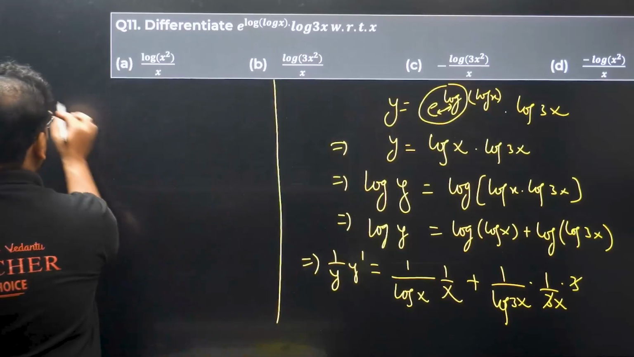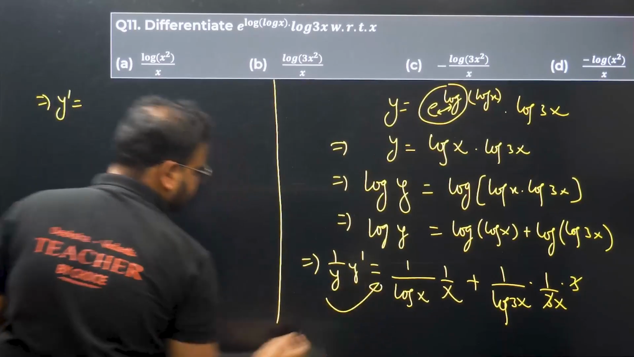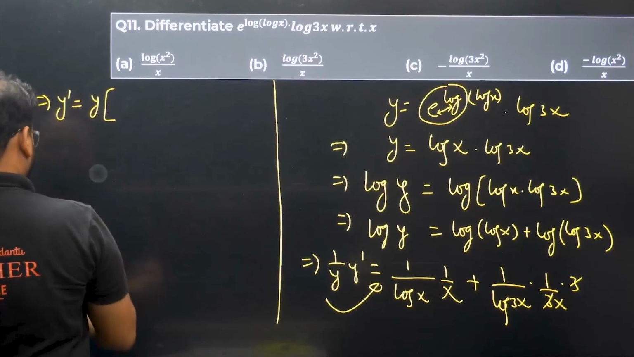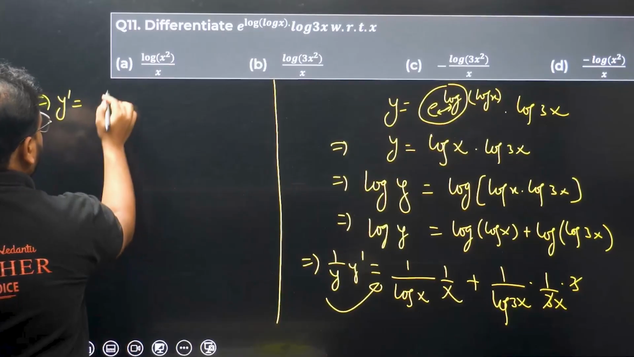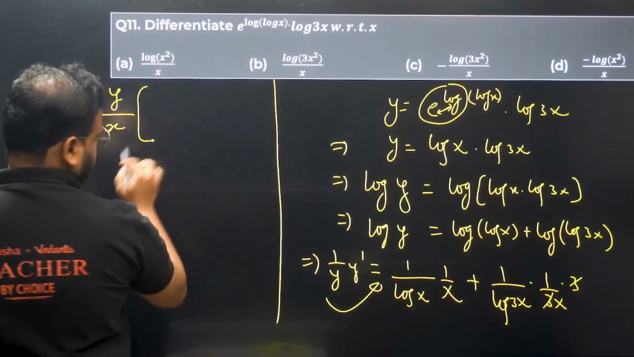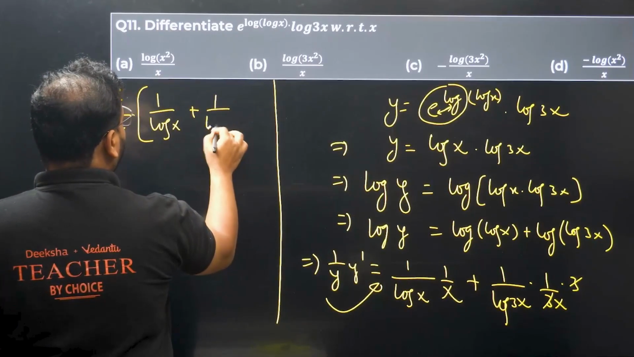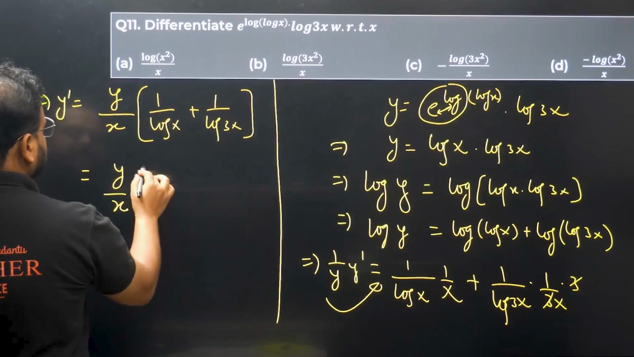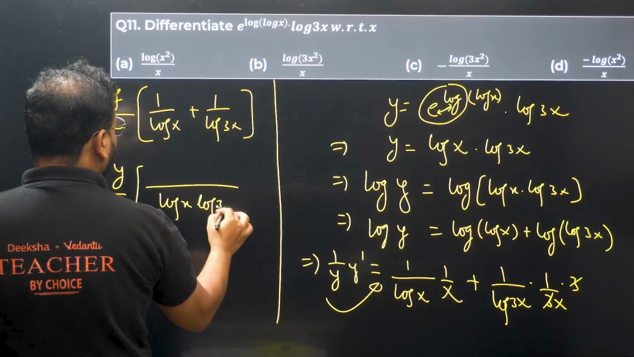Let's conclude now. I'm getting this y dash equals to, moving this y on this side, I get y times, x is also common. So I'm taking this y over here and x is also common, so taking this x also out. And so far I have 1 by log x plus 1 by log 3x. Beautiful. Y upon x, check this out. LCM we're going to take log x, log 3x.